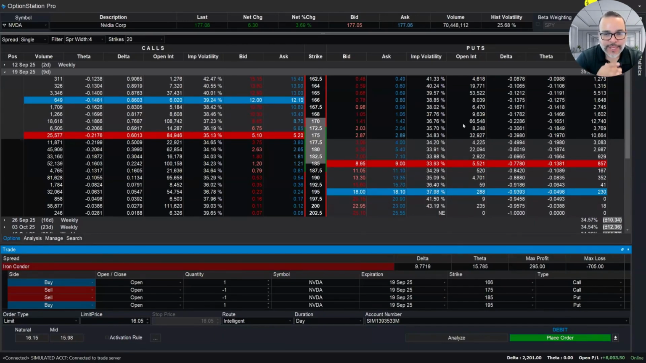Okay. One of the things that I also like about OptionStation Pro is that you get a visual of the profitability of this strategy.